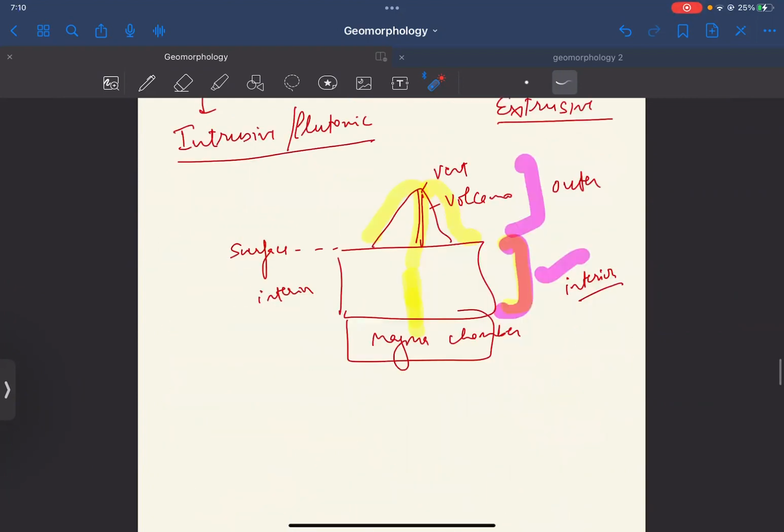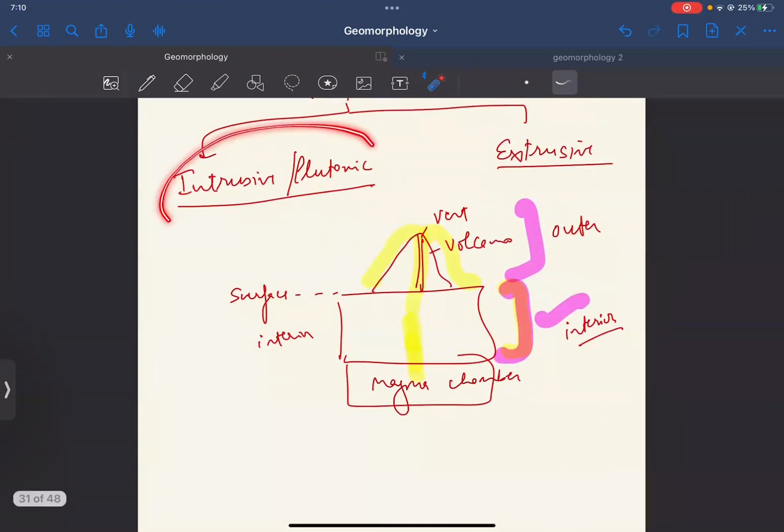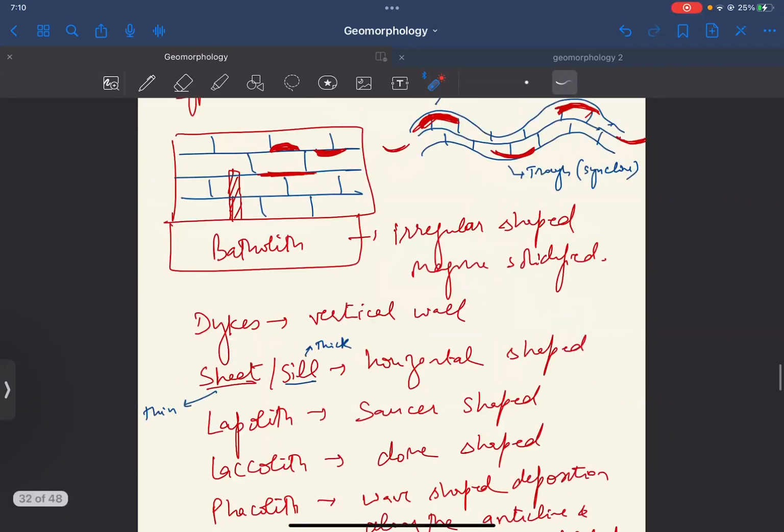Primary rocks, and what are the types of primary rocks. So in the types of primary rocks you had to write these only: intrusive and extrusive landforms. All right, so different kinds of landforms.